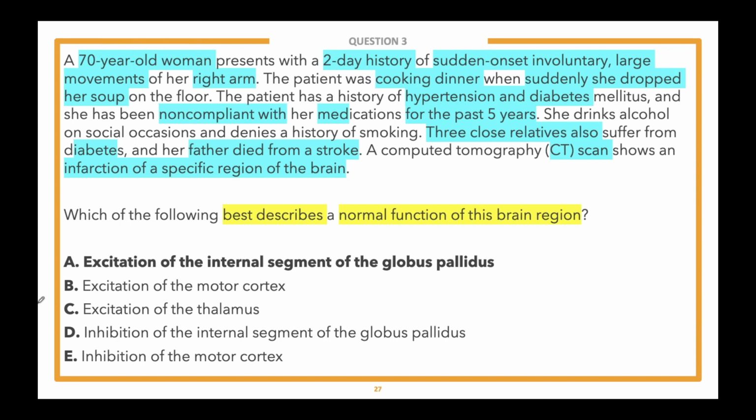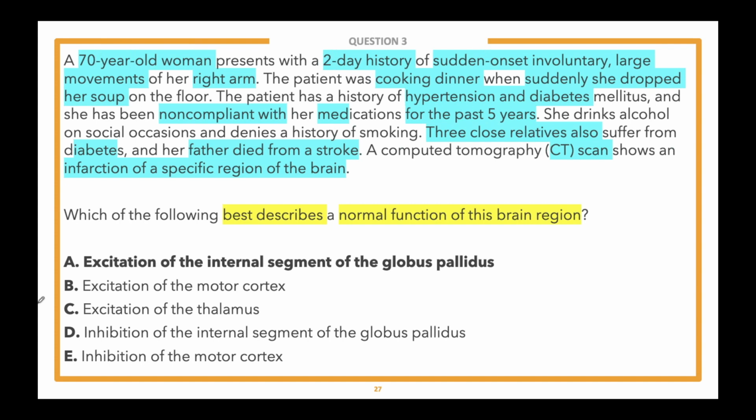So that's why it's important when you're looking at that lead-in, it's asking you which best describes a function of this brain region. So you need to pick the best answer here, okay? Answer choice D, inhibition of the internal segment of the globus pallidus. We actually just talked about how it excites that, so that we know is incorrect. Answer choice C, excitation of the thalamus. We just talked about how the subthalamic nucleus excites the globus pallidus to then inhibit the thalamus, so we know answer choice C is incorrect.